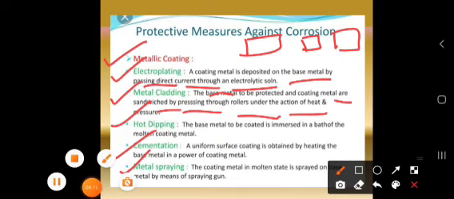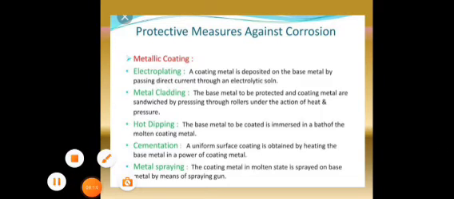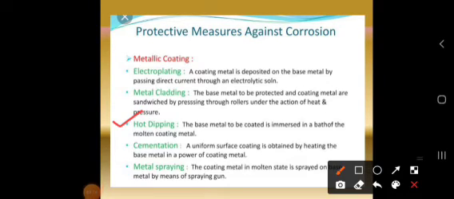Okay, next is hot dipping. What do you mean by hot dipping? The base metal to be coated is immersed in a molten coating metal. So hot dipping means some metals can be protected by another metal. You have to make the solution, and it cannot be done at home. It needs a large amount of containers to protect these things.